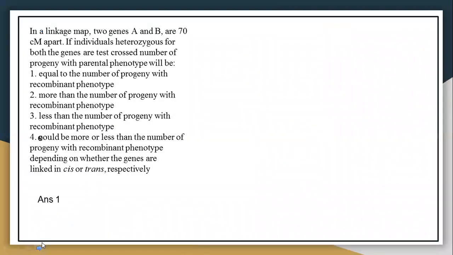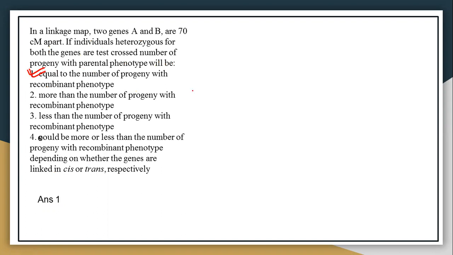So first question: in a linkage map, two genes A and B are 70 centimorgan apart. If individuals heterozygous for both the genes are test crossed, the number of progeny with parental phenotype will be equal to the number of progeny with recombinant phenotype.